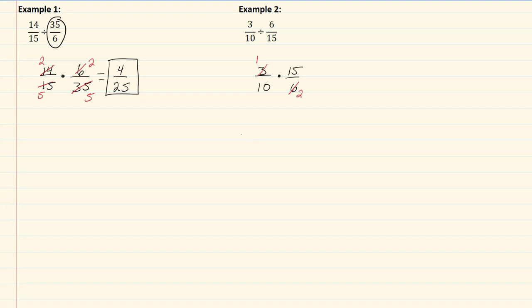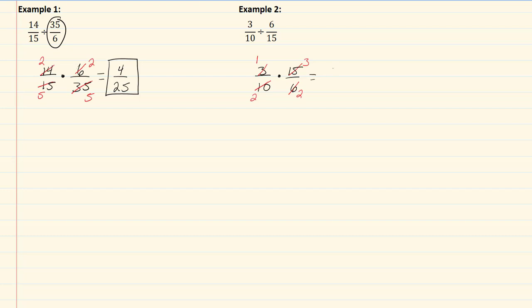10 and 15 have a common factor of 5. So 10 divided by 5 would be 2. 15 divided by 5 would be 3. I don't see any other common factors now, so I can multiply it.